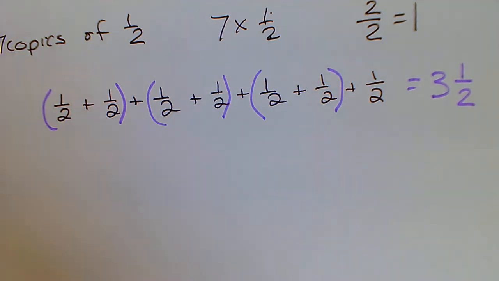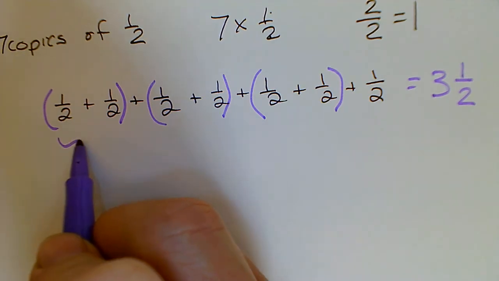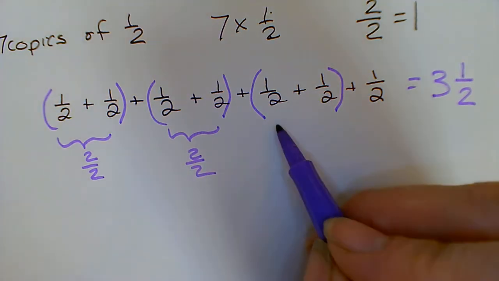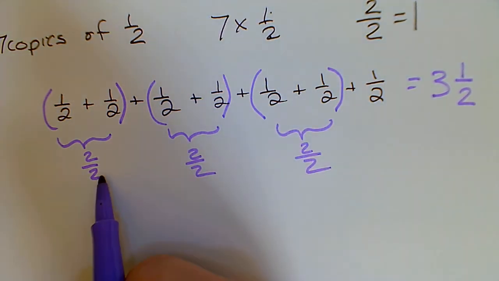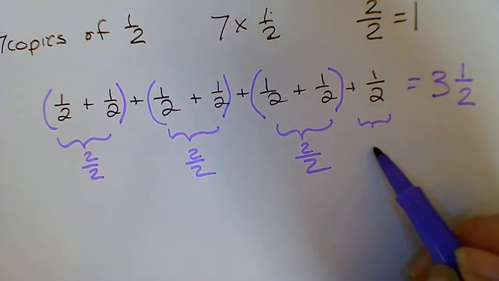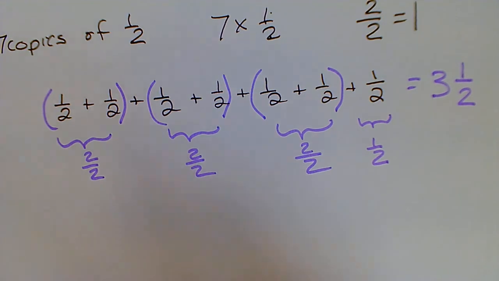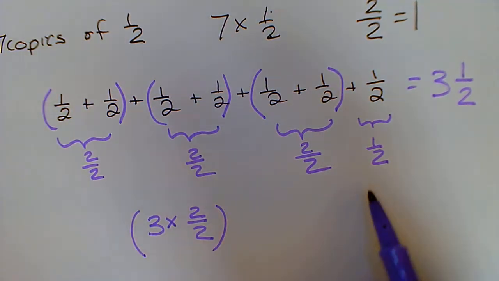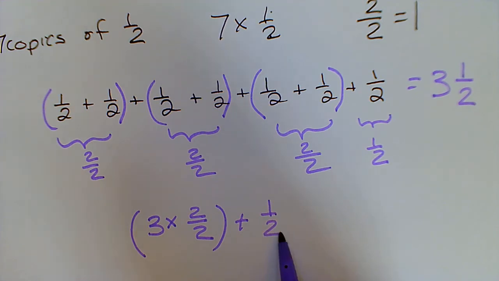Well, how can we show that in another way using a mathematical sentence? What I know is that this is really 2/2, and this is really 2/2, and this is really 2/2, because 2/2 is a whole, and 2/2 is a whole, and 2/2 is a whole. And then I still have my 1/2 here. So what I could say is that I have 2/2 3 times, or 3 times 2/2. I'm going to group that, and then I still have that 1/2 on the end.